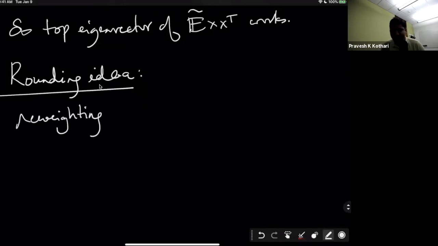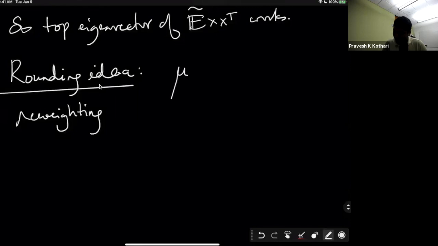At that time, we had defined reweightings of pseudo distributions, right? So if mu is a pseudo distribution and p is a sum of squares polynomial, then the reweighting mu prime is simply where you replace the probability with respect to mu prime as a weighted one. You just reweight the probability of any atom by p(x).